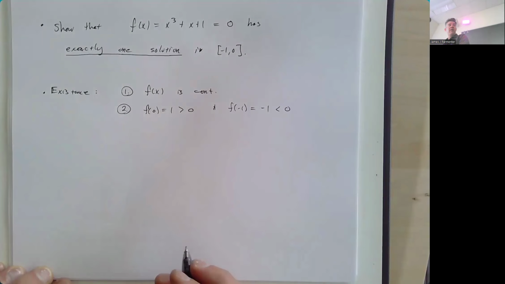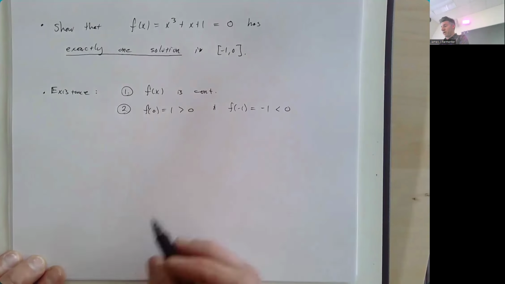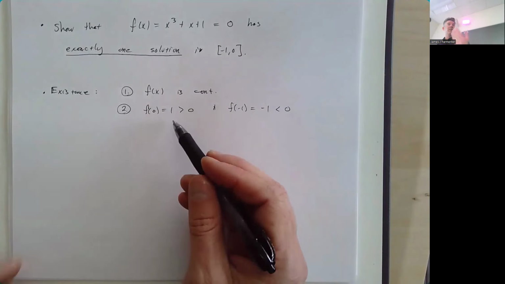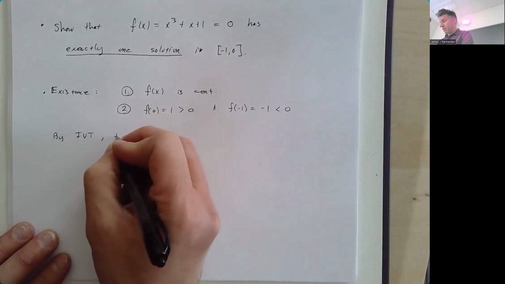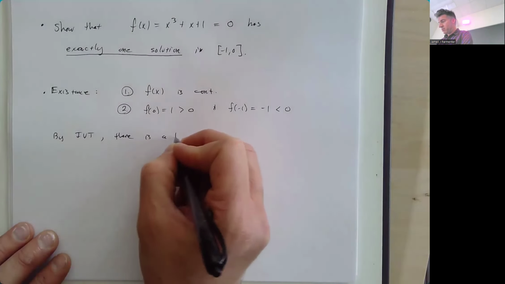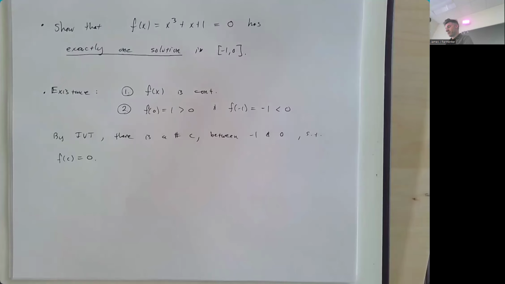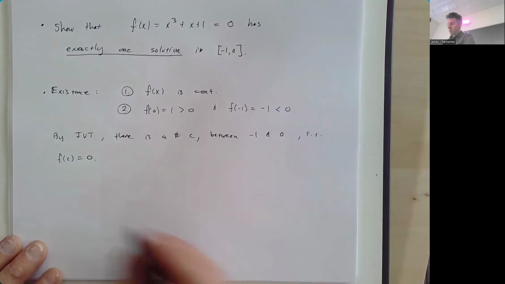So by the intermediate value theorem, since the function is continuous and it goes from a negative number to a positive number, it has to equal 0 somewhere in between those two x values. So by the intermediate value theorem, there is a number c between 0 and 1, sorry, between -1 and 0, such that f of c is equal to 0. Great. Okay. Now the uniqueness part.